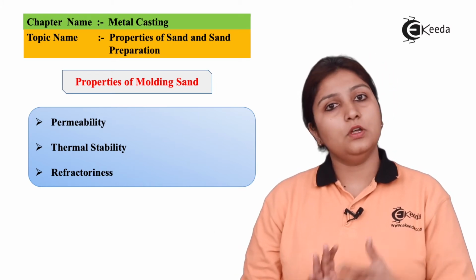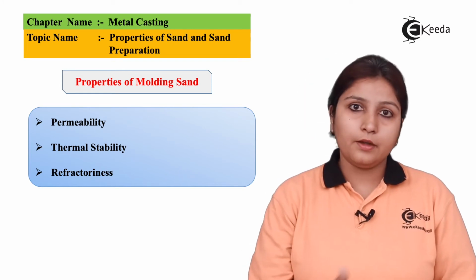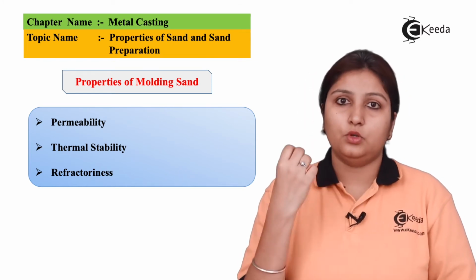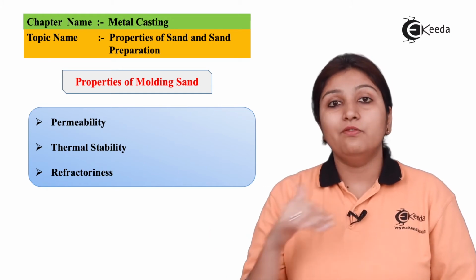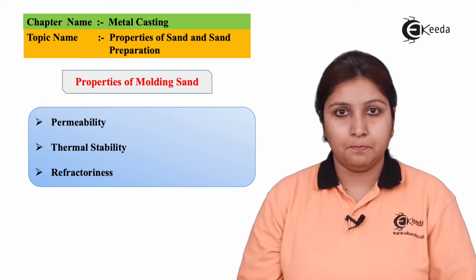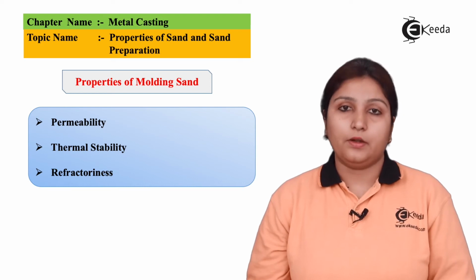If your sand is not thermally stable, the molten metal can enter it. It would form small fillers or small gaps in your sand, which is not feasible for a casting to be done. Then comes the property of refractoriness.